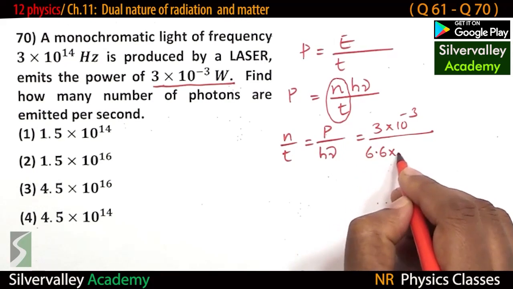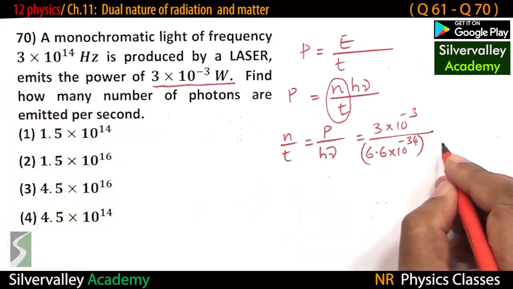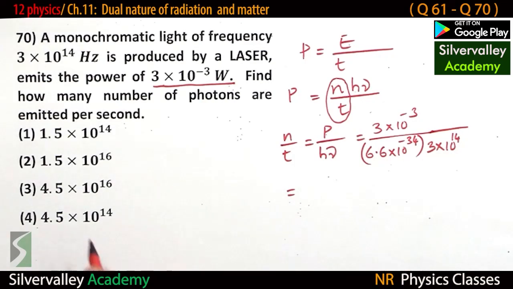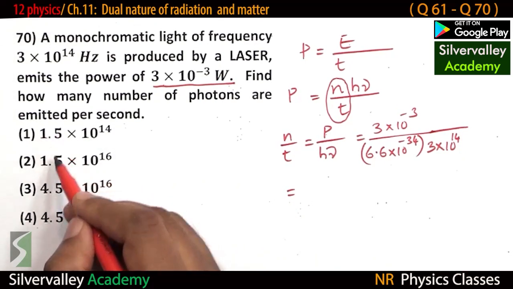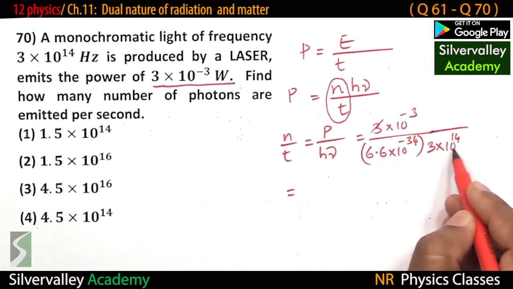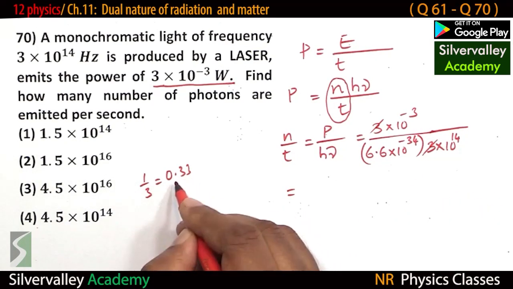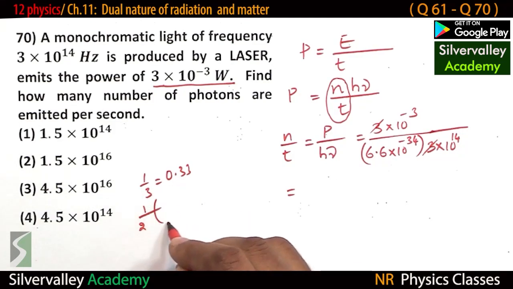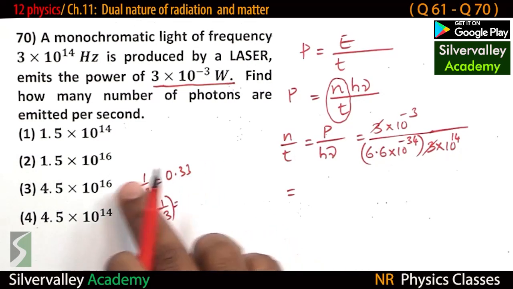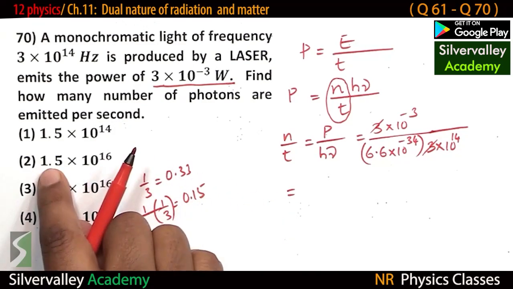H is 6.6 × 10^-34. Frequency is 3 × 10^14. Look into the options: 1.5, 4.5. So the calculation is very easy. This 3 cancels with this 3. 1 by 3 is 0.33. Half of 1 by 3 is half of 0.33, which means it's about 0.15. So that is how they have approximated.